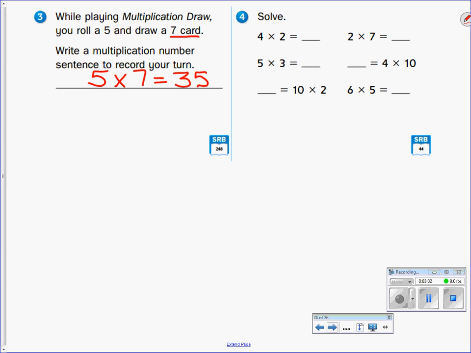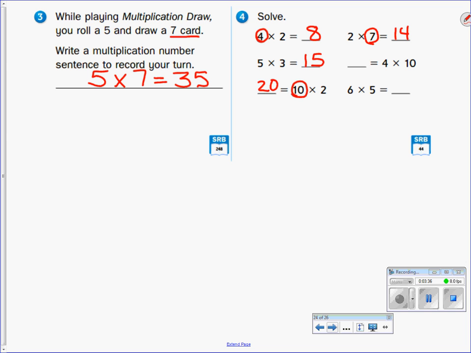Number 4, we're just going to solve our problems. 4 times 2, and remember we talked about anytime we multiply by 2, all we do is double this number. So 2 4s would be 8. 5 times 3, we're just skip counting by 5s, 5, 10, 15. 10 times 2, multiplying by 2s, we just double the 10, which gives us 20.